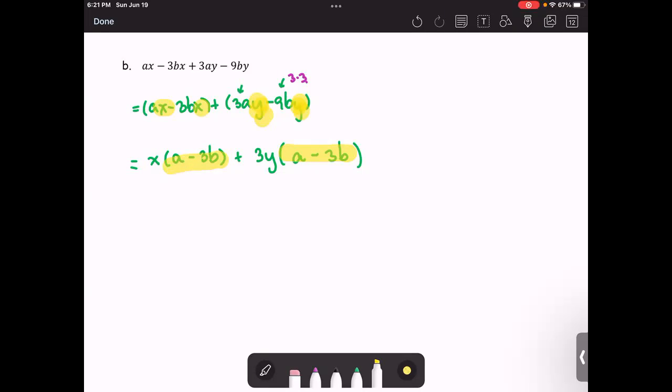So we factor the quantity a minus 3b out as the common factor, and then multiply by the remaining term, which is x plus 3y.